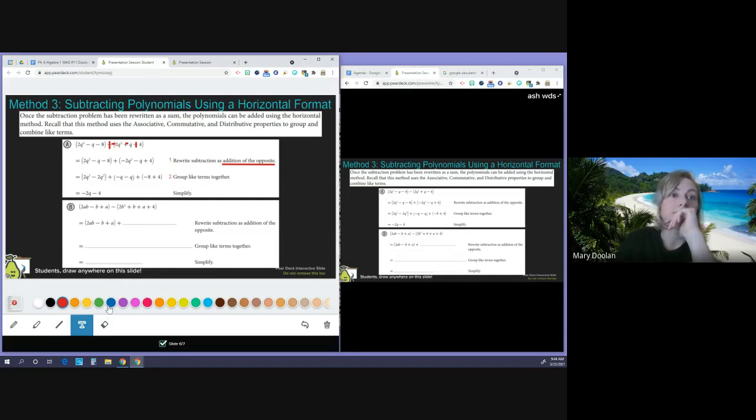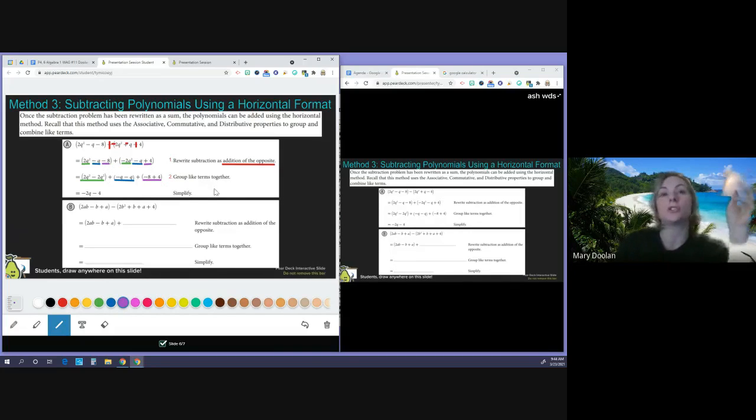So like terms, we can use a color to identify them. 2q squared would match up with negative 2q squared because they both have a q squared. That's why they're both together right here. And then negative q and negative q are both with a q, so those are together. Negative 8 and positive 4 are together because they're both constants.